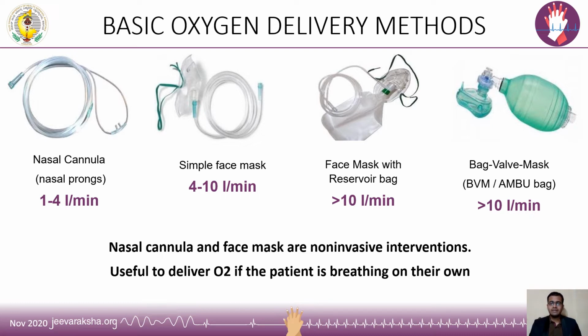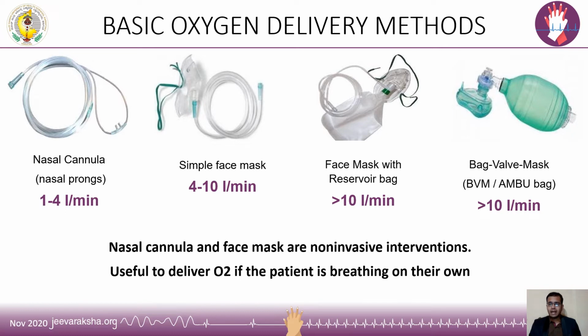The next oxygen delivery device would be a face mask with reservoir. You can go up to more than 10 liters, up to 15 liters, because it has a reservoir bag. The important thing is the reservoir bag acts like a reservoir for oxygen. So if the patient's demand increases, he will not be taking in air from the atmosphere. Instead, he will be taking the concentrated oxygen present in the reservoir bag. This is the advantage of the reservoir bag compared to the simple face mask. The maximum FiO2 you can reach with this would be somewhere around 80%.